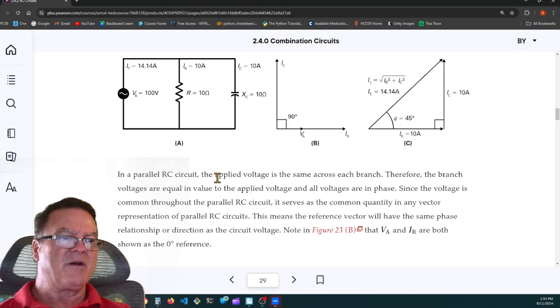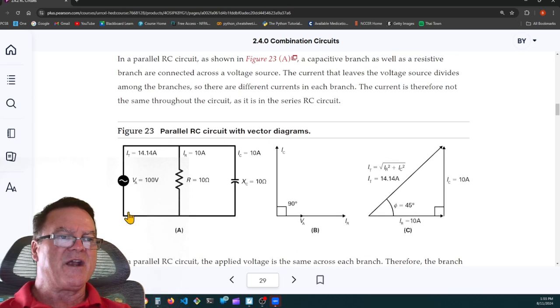In a parallel RC circuit, the applied voltage is the same across each branch. Therefore, the branch voltages are equal in value to the applied voltage, and all voltages are in phase. Since the voltage is common throughout the parallel RC circuit, it serves as a common quantity in any vector representation of parallel RC circuits. This means the reference vector will have the same phase relationship or direction as the circuit voltage.